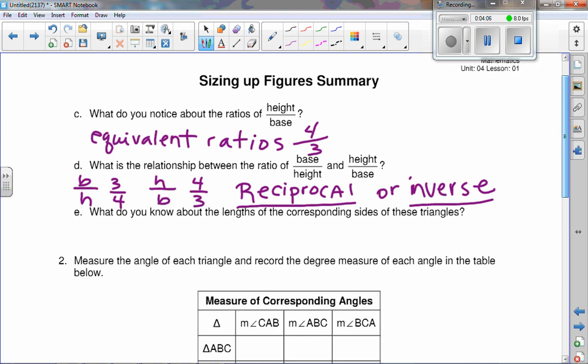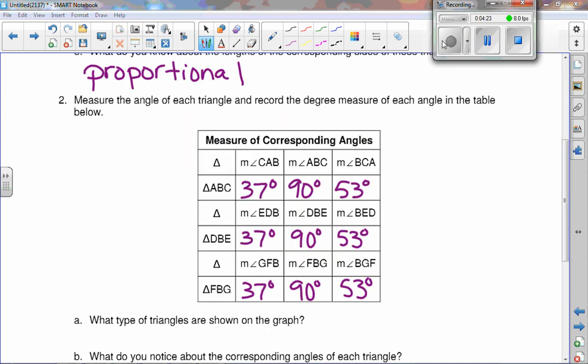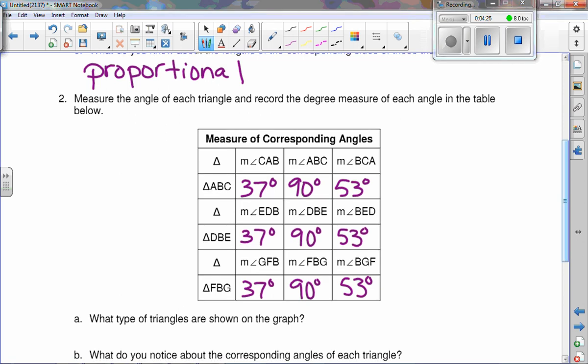Okay, letter E. What do you know about the lengths of the corresponding sides of these triangles? And we know that all of the corresponding sides are proportional. Alright, let's look at the table. I have gone ahead and filled in the measurements of the angles. I know that you guys know how to do that. You learned that in 6th and 7th grade.